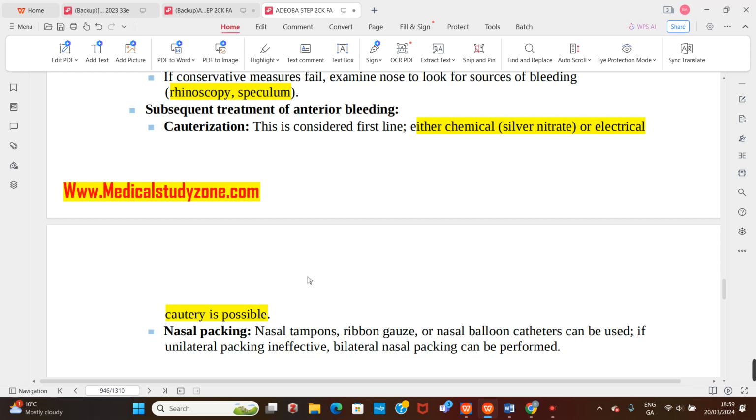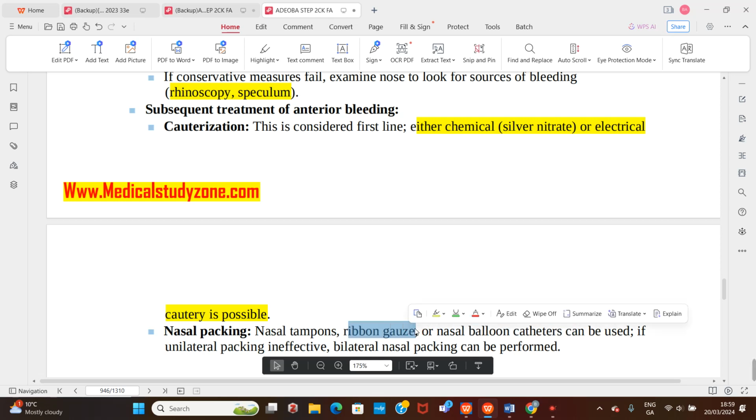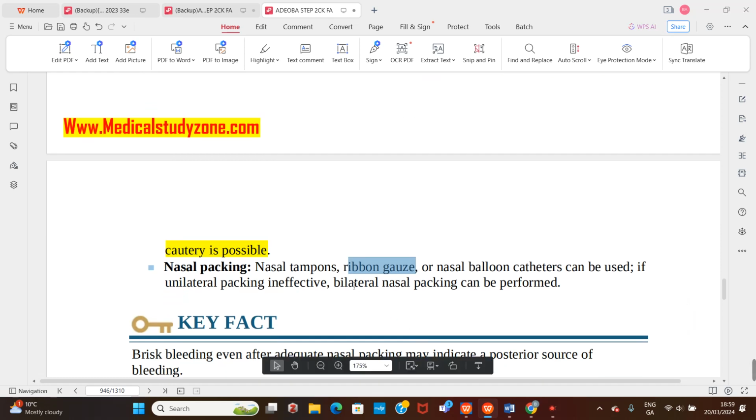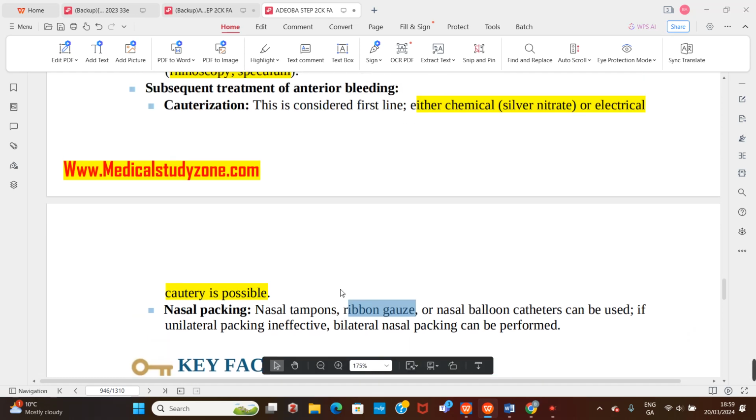If the cauterization did not work, then we need to do nasal packing. You can pack with tampons, balloon catheters, or ribbon gauze. If it still does not resolve with your packing, you do a bilateral packing, both nostrils, not one. How would the patient breathe if both nostrils are packed?